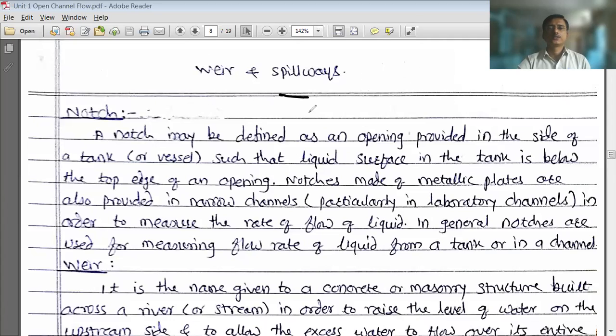Let us say this is the weir, rectangular type of weir provided in the tank, on the side of the tank. Here, the liquid surface in the tank is below the top edge.